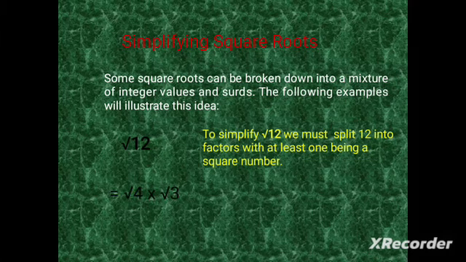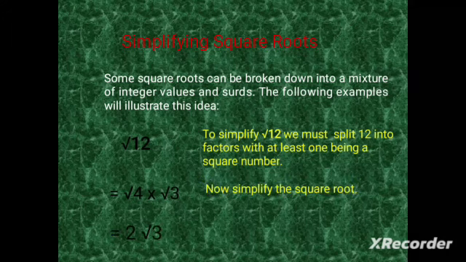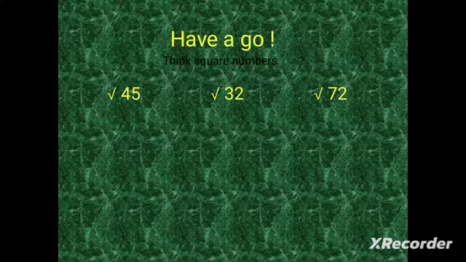In this case the two factors are 4 and 3. We know very well that 4 is a square number, and so square root of 4 will give us 2. Now our resultant surd, the simplified surd, is 2 root 3, because square root of 4 is known to be 2.